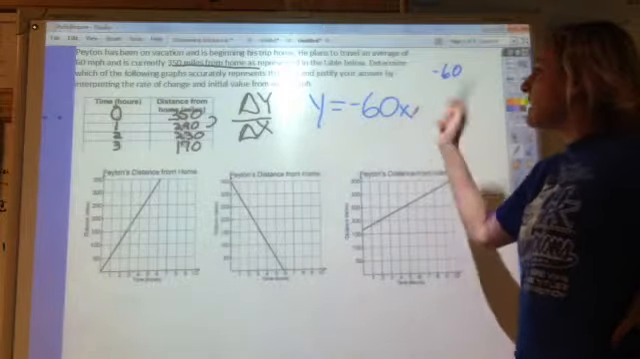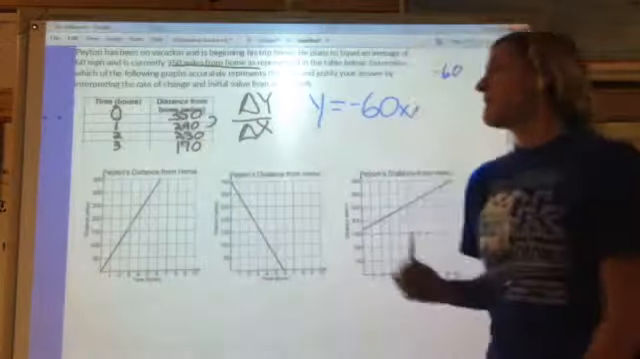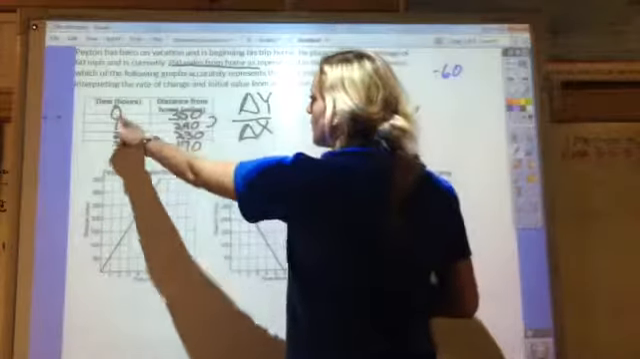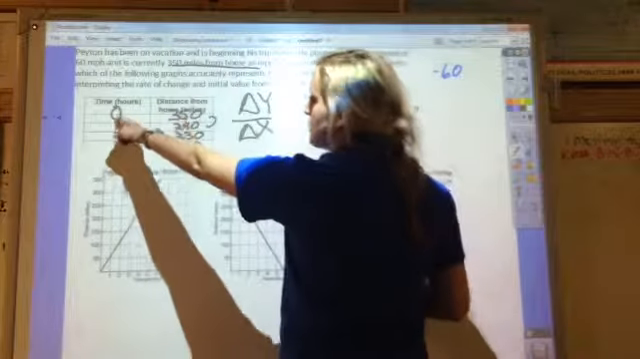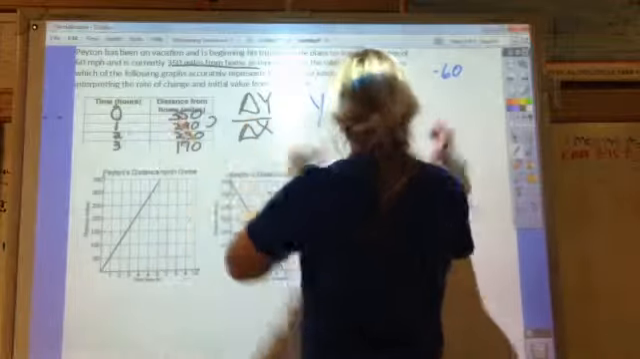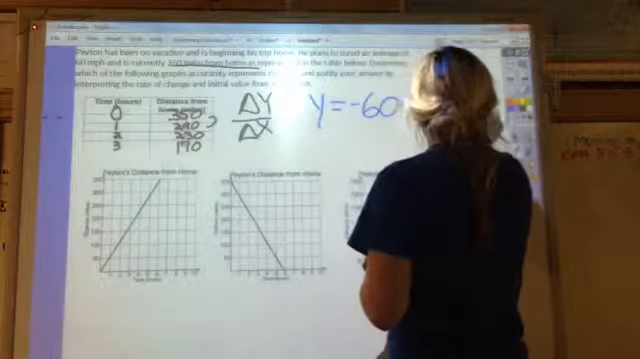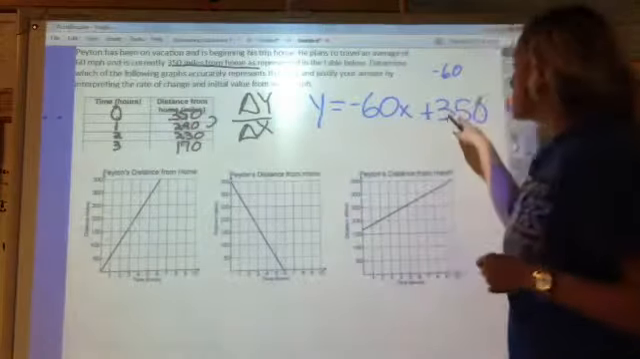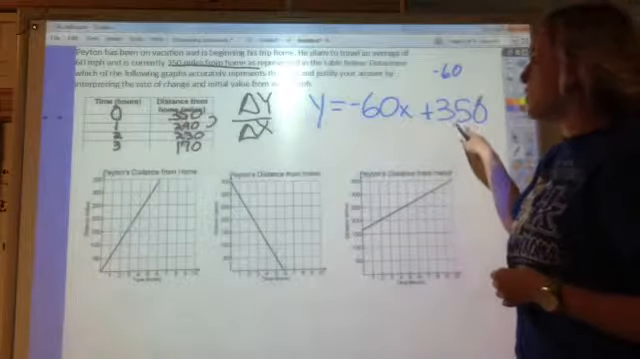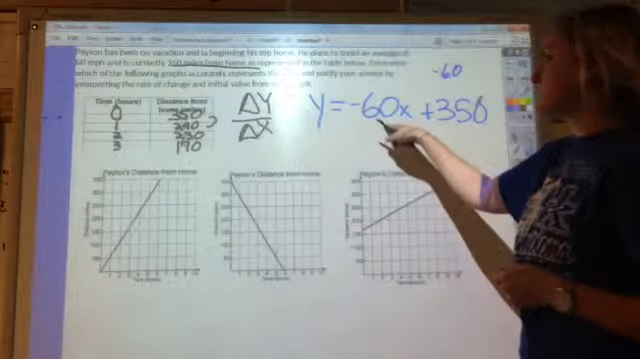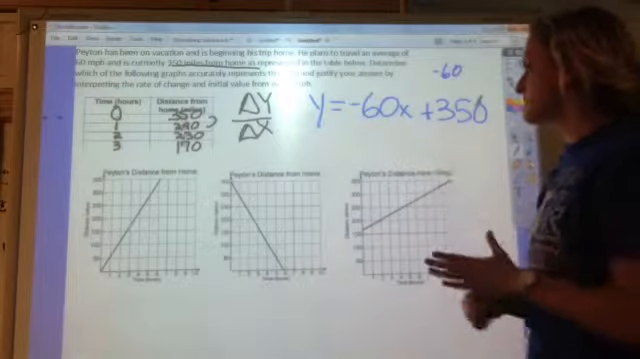Now that I have my slope, I need to figure out what my y-intercept is. So I go to my table, wherever x is 0, the value of y is my y-intercept. So x is 0 and y is 350. Which makes sense because my starting point is 350 miles from home and I'm traveling at a rate of 60 miles per hour, that makes sense.